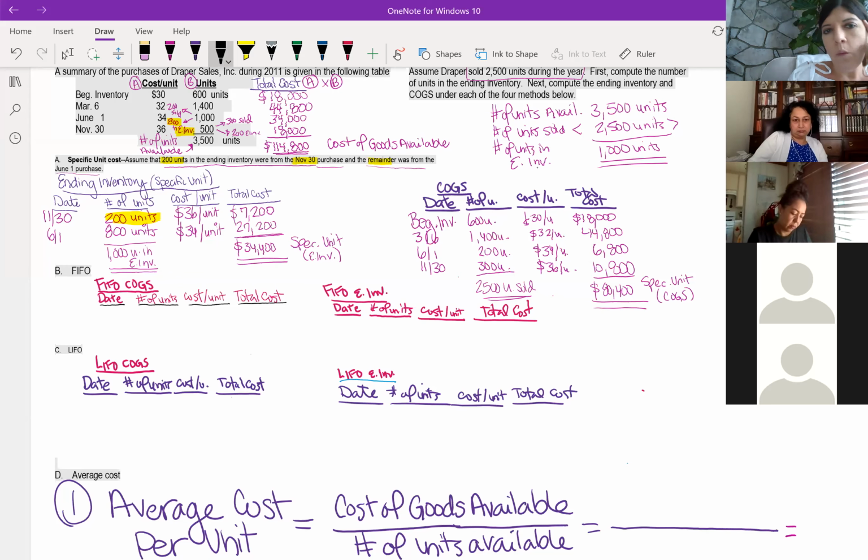Okay. Which one do you want to do next? FIFO. FIFO? Questions on specific unit cost. Does it make more sense now?